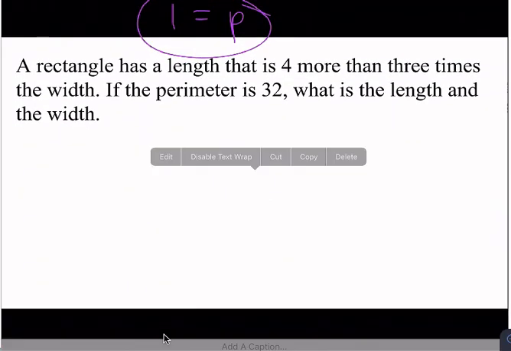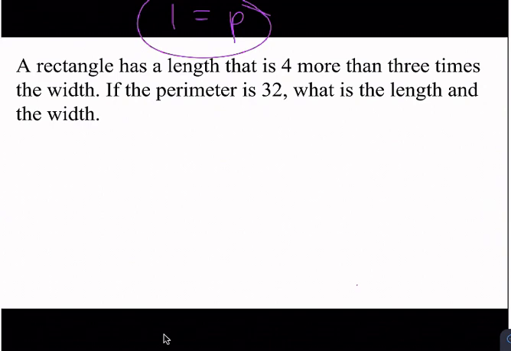All right, last few examples. You're also going to need to be able to write equations and solve them. So we have this one right here. A rectangle has a length that is 4 more than 3 times the width. If the perimeter is 32, what is the length and what is the width? So we're going to write and solve an equation.